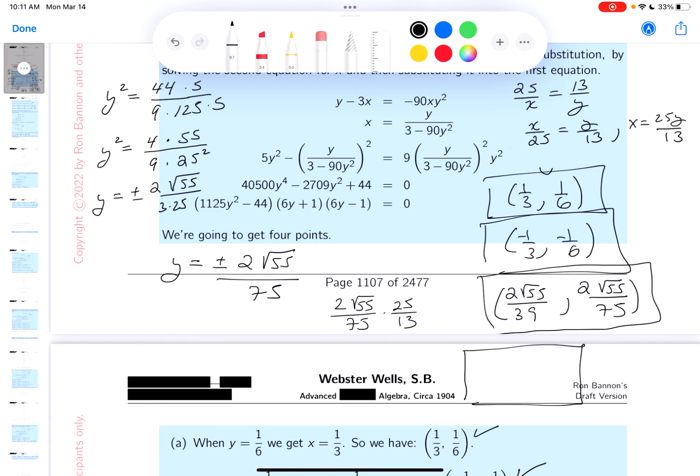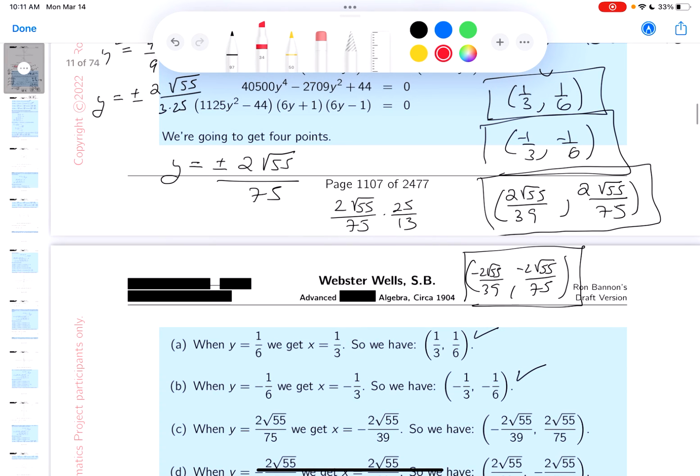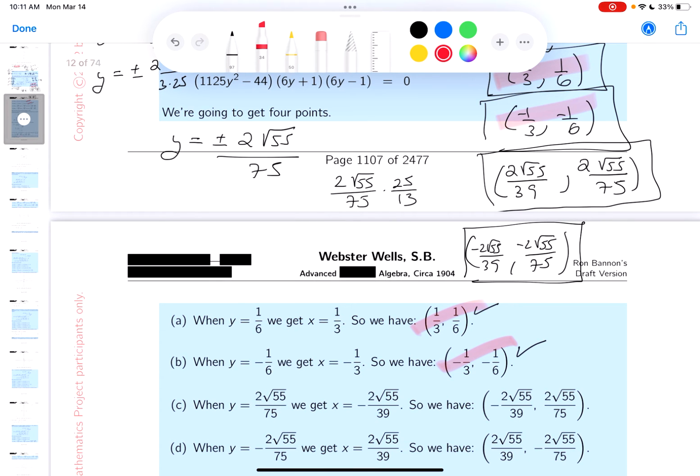Let's see. We also get minus 2 root 55 over 75. And then over here you get minus 2 root 55 over 39. Let's get our little marker out and see if we got it. Well, remember, we got the first 2. And then we get the second 2. I think I made a mistake somewhere.